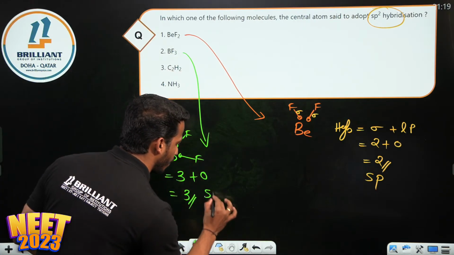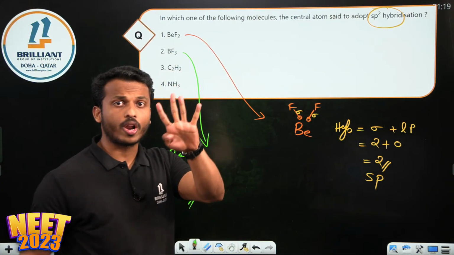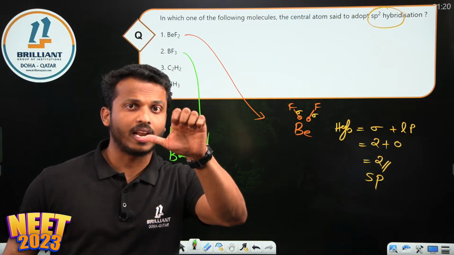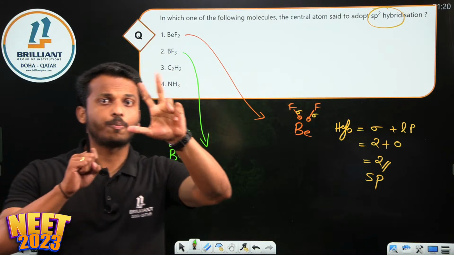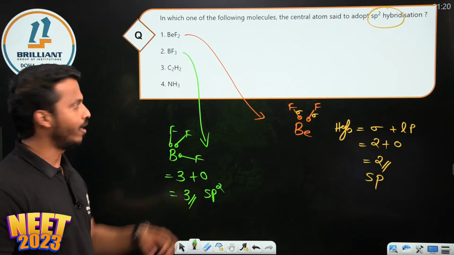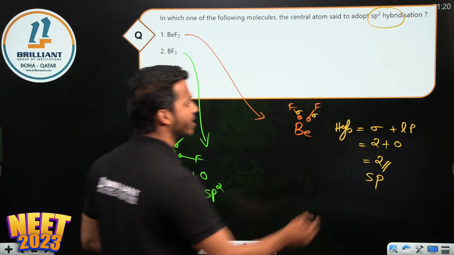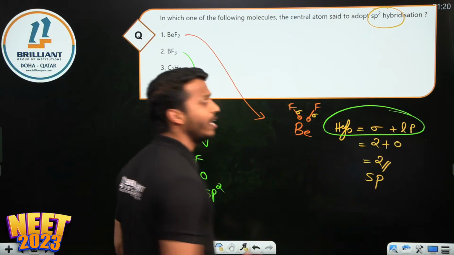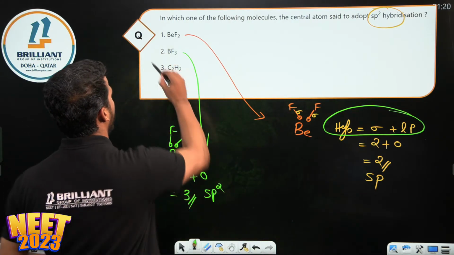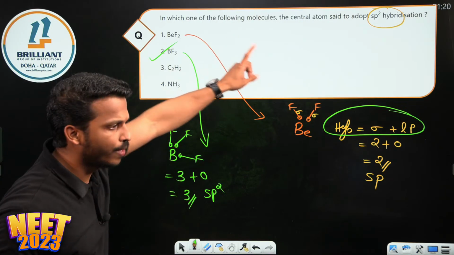sp2. Suppose the sum is 4, sp3. If the sum is 5, sp3d. If it is 6, sp3d2. Like that. So this is the shape of the molecule and hybridization. So hybridization is calculated by the sum of what, dear all? Keep in mind, sigma bonds and lone pairs. So easy one. Option 2 is the correct answer with the hybridization sp2.